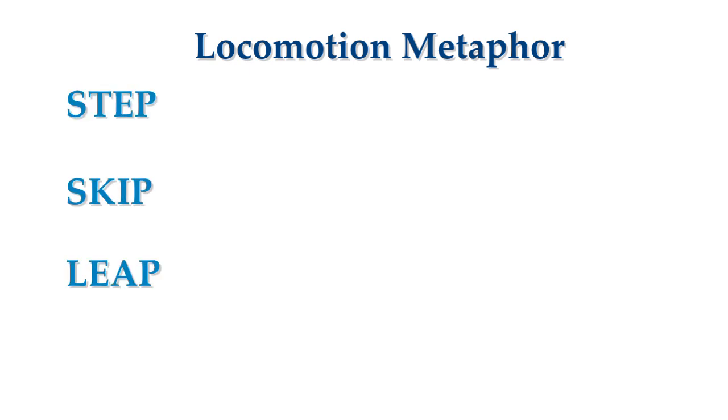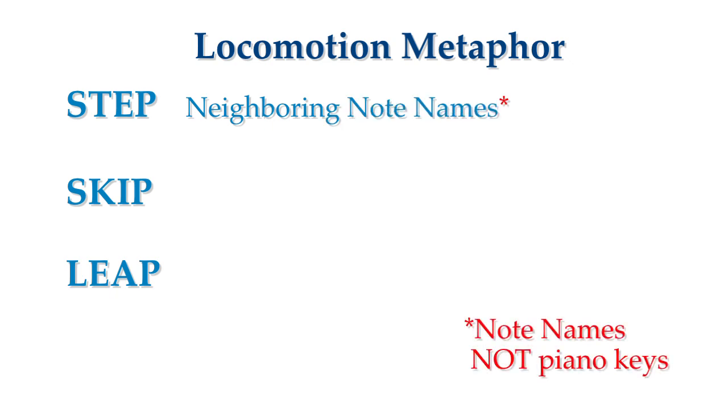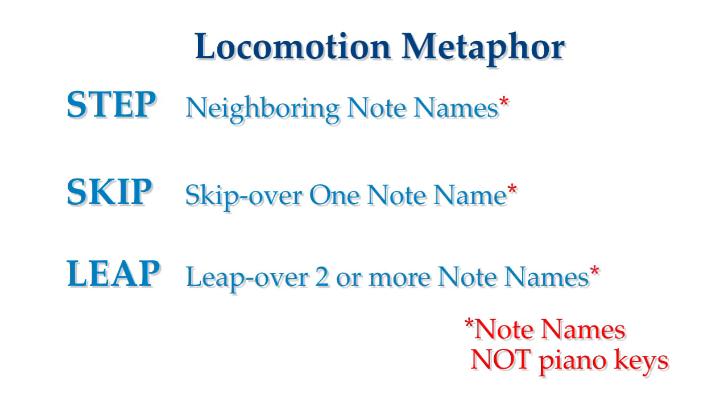We have completed the locomotion metaphor for the descriptors of melodic motion: step, skip, and leap. A step is a melodic step, neighboring note names. A skip is just that, skip over one note name. A leap is an interval that jumps over more than one note name.